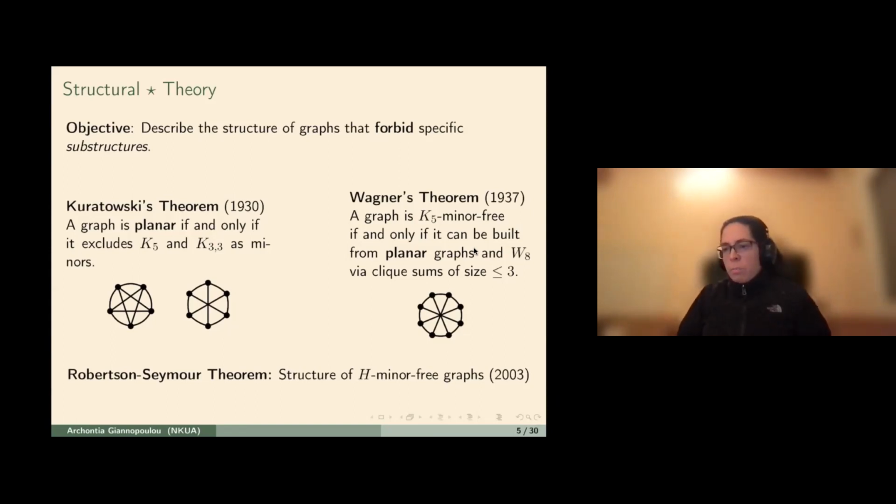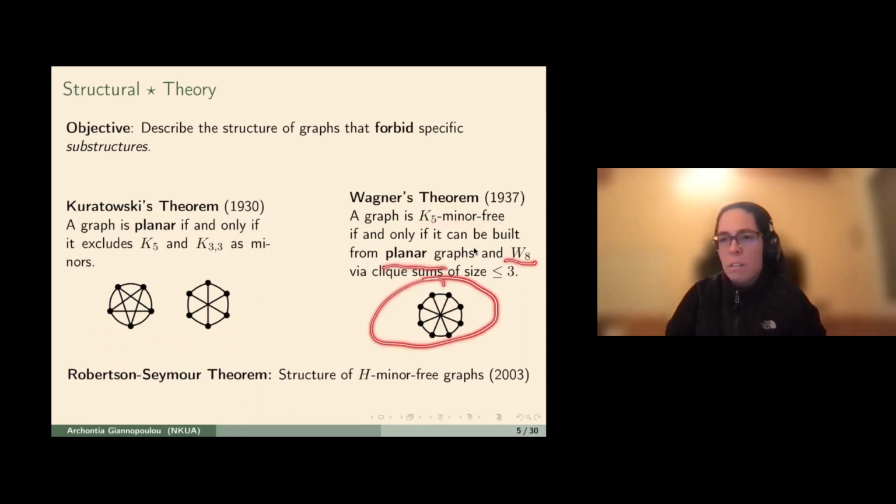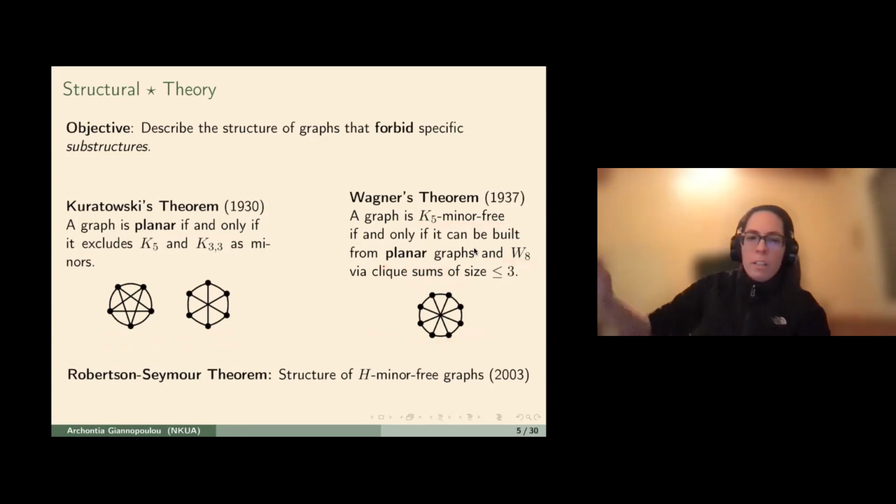well-known celebrated theorems is Kuratowski's theorem. We all know that planar graphs are characterized by excluding the clique on 5 vertices and K3,3, the complete bipartite graph on 3 and 3 vertices. Of course, Wagner's theorem, which characterizes K5 minor free graphs. These are built, we all know, by planar graphs and Wagner's graph, which is this graph here, and more generally, the Robertson-Seymour theorem, which characterizes the structure of all graphs that forbid some graph as a minor.